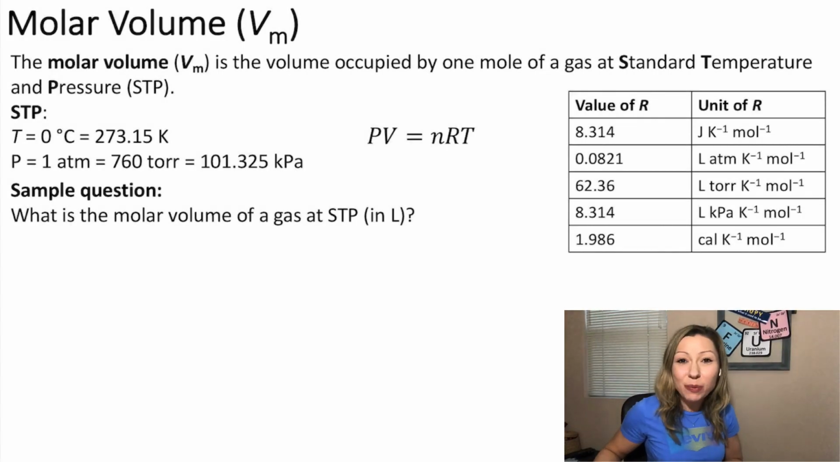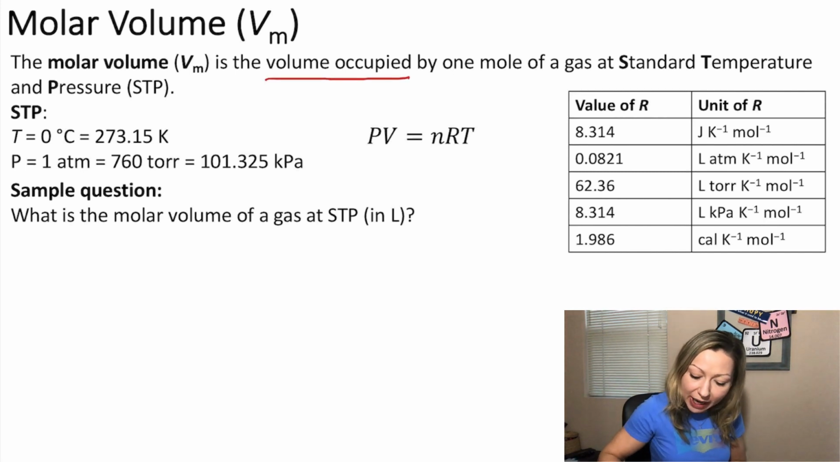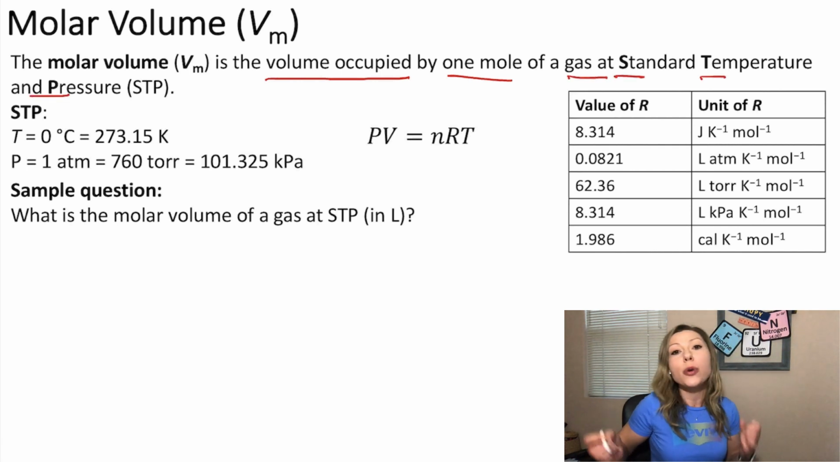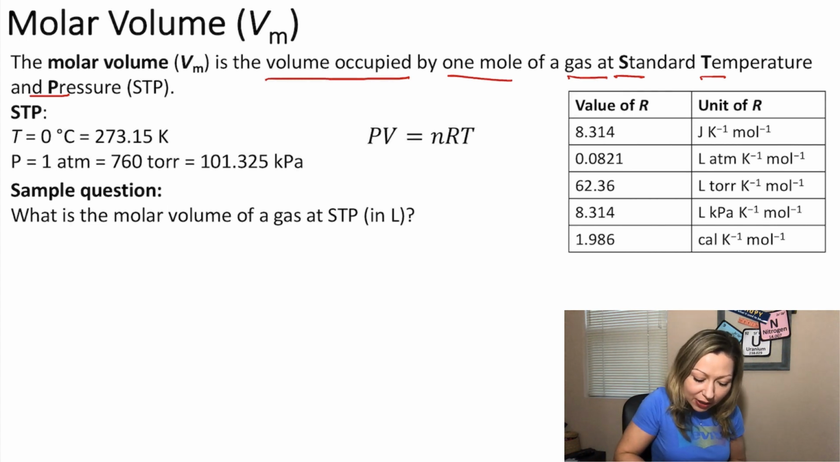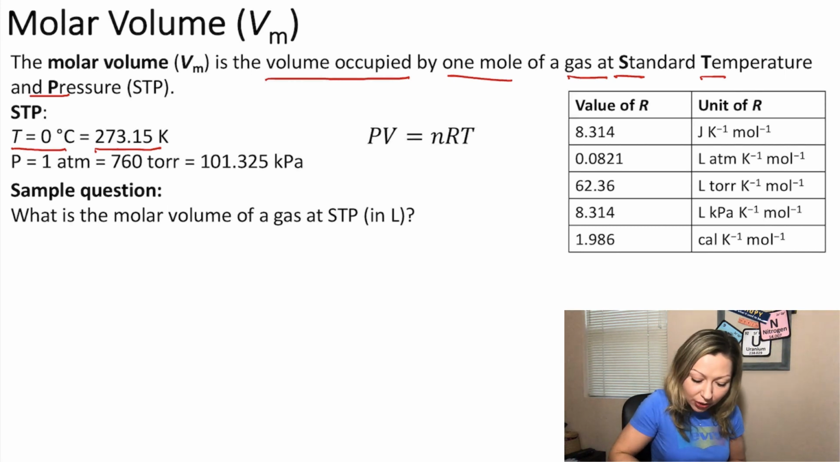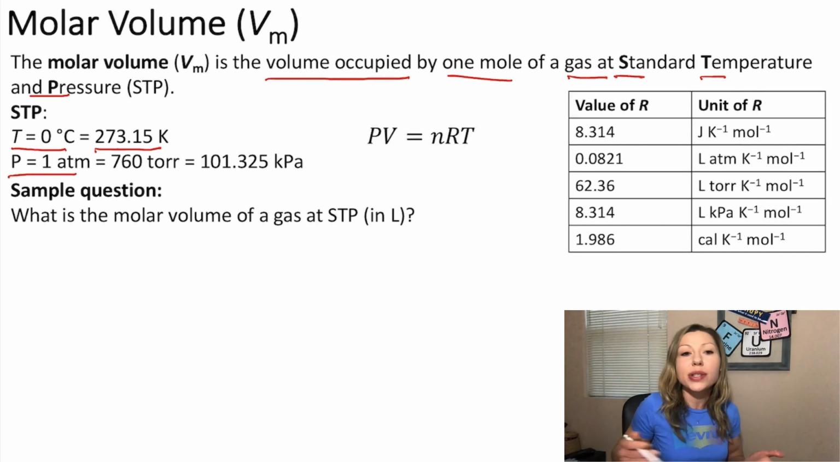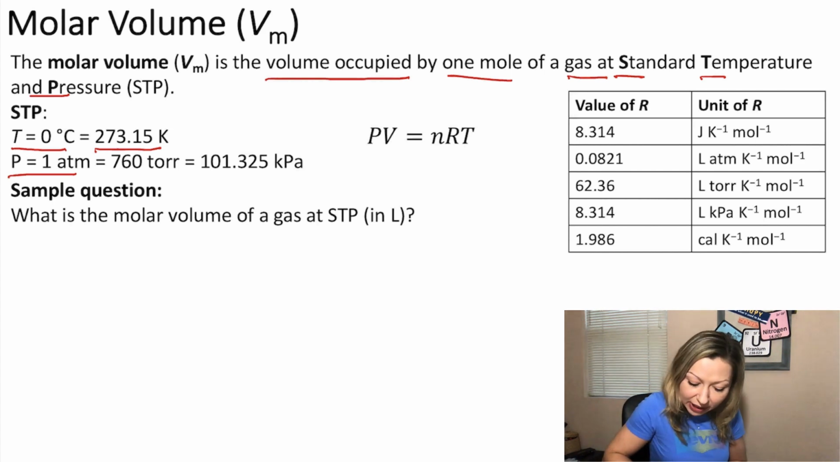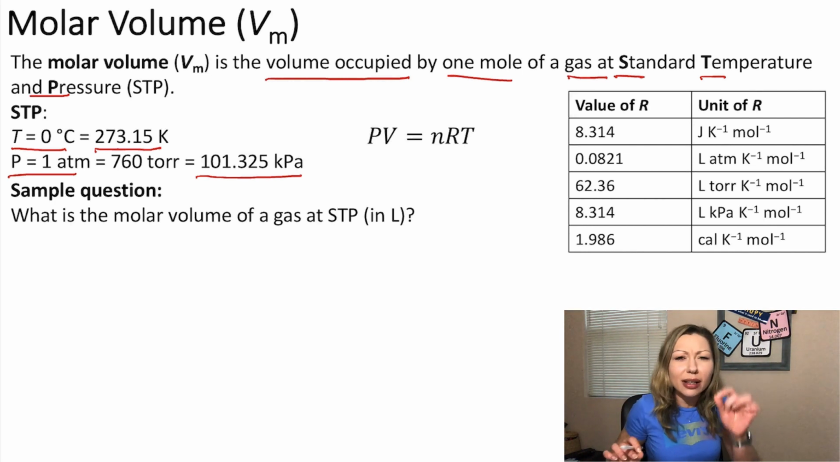Hello guys, let's talk more about the ideal gas equation, specifically about the molar volume. So what is it? It is the volume occupied by 1 mole of a gas at standard temperature and pressure, which is also called STP. Standard temperature is 0 degrees Celsius or 273.15 Kelvin, and the standard pressure is 1 atm, which equals 760 torr or 101.325 kilopascals. Now, let's talk a little bit about pressure.